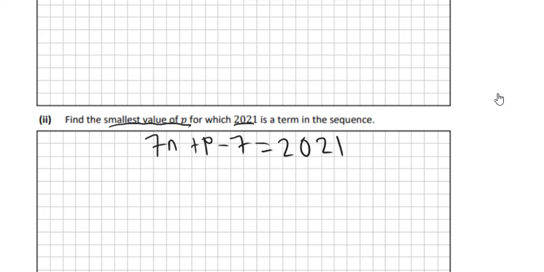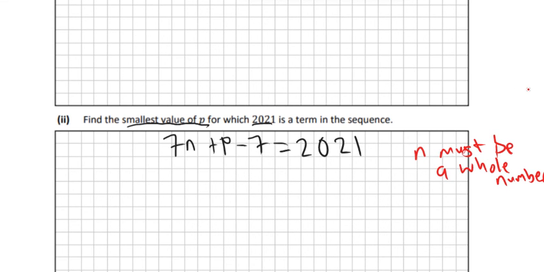Okay, so what should I put in? So n must be a whole number. That's the most important thing to know here. So for the smallest value of p, let's just start with p equals 0. And then we're just going to keep going up until we get one where n works out to be a whole number. And that's the whole process here really.